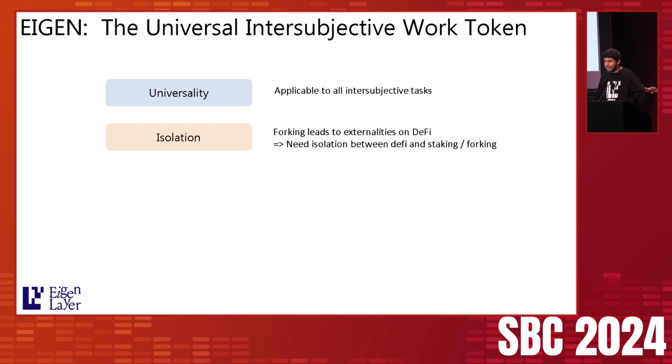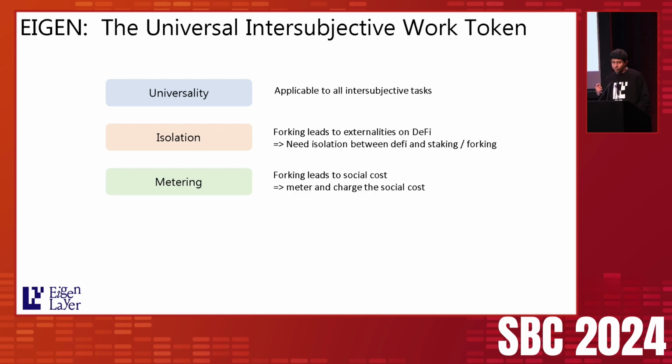So what we do is we decouple the utility of the eigen token on fork staking and financial utility with 2 different tokens. And then finally, the third point is metering. Metering is, forking induces a social cost. Somebody comes in and says, hey, there are two eigen tokens, they can be forked. Now this is a problem, because now everybody needs to adjudicate whether eigen 1 is correct or eigen 2 is correct. Induces a massive social cost.